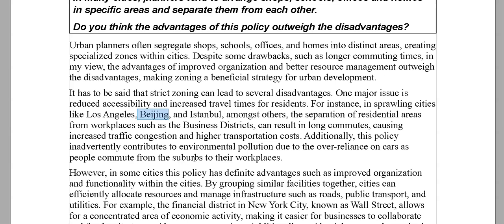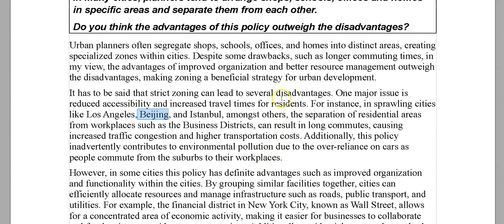I used to live in, what was it called? Shuni, beyond the 6th ring road by the airport. It took me an hour and a half to get into town to some of the language schools. Anyway, so it's not good.